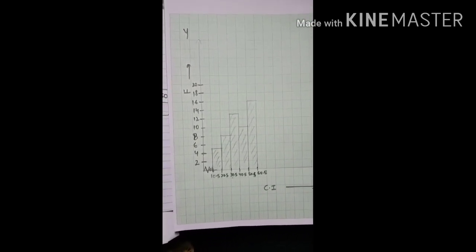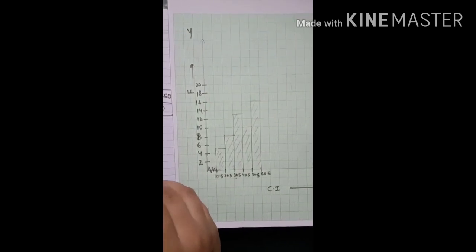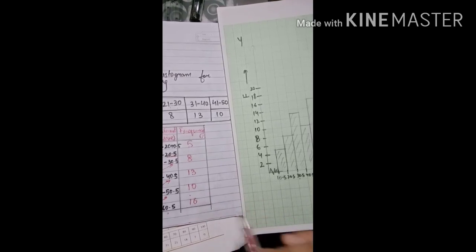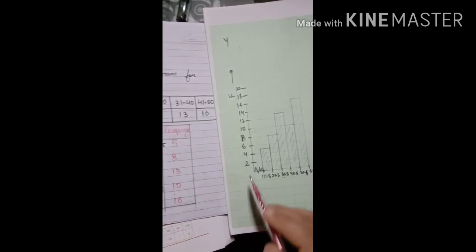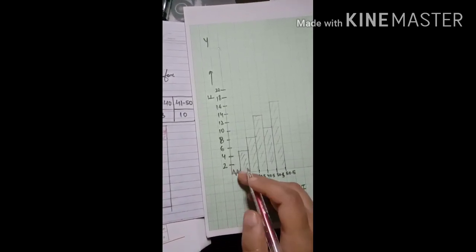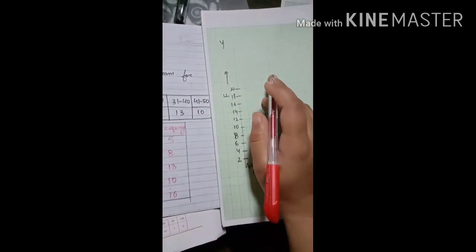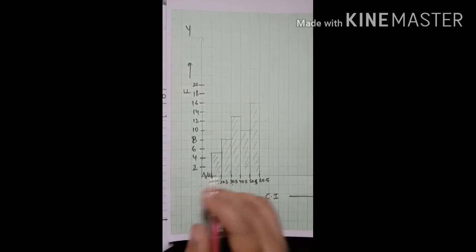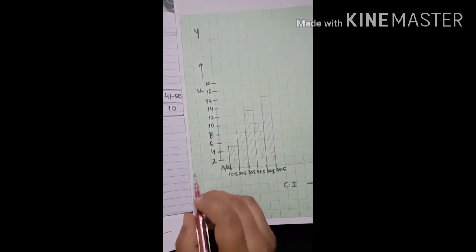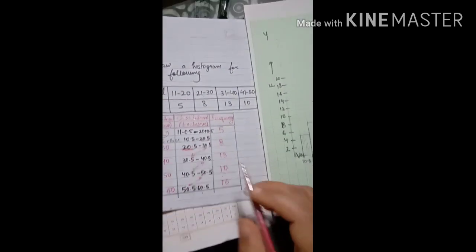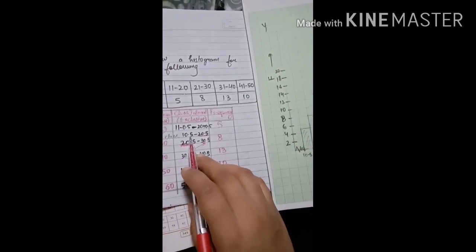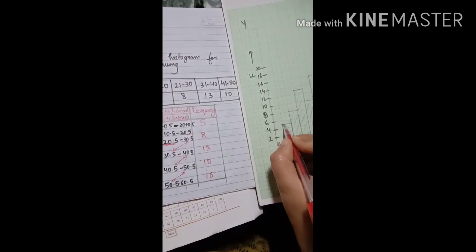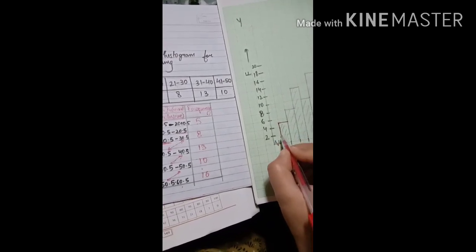Now the frequencies are drawn. In the question we have frequencies 5, 8, 13, 10, 16. So we draw with a difference of 2; up to 16 is enough, or you can extend it. Now mark it. In the question, from 10.5 to 20.5 we have 5. So draw the rectangle.